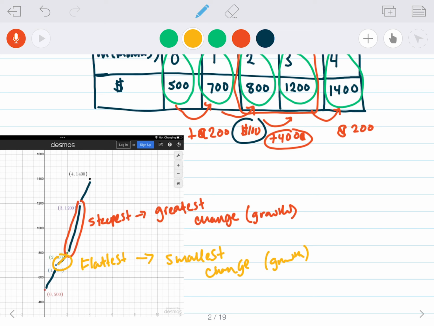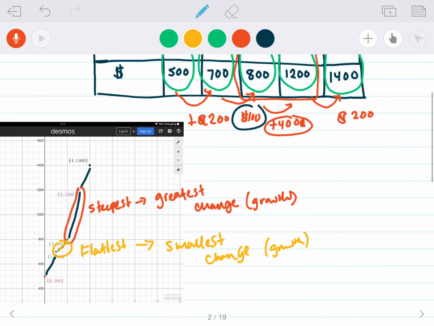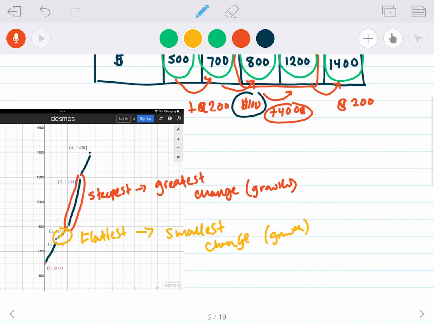So that's what we're going to be interested in this lecture: how things change over time, and what we call the steepness of a line segment.